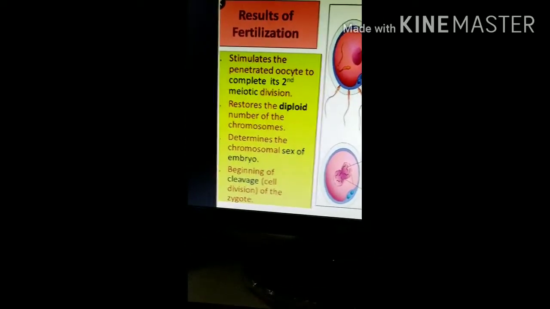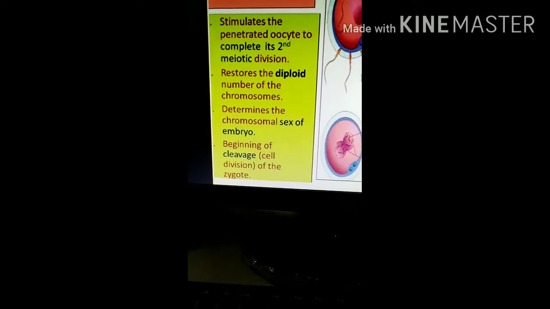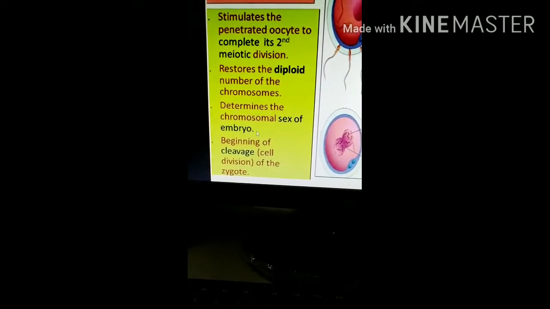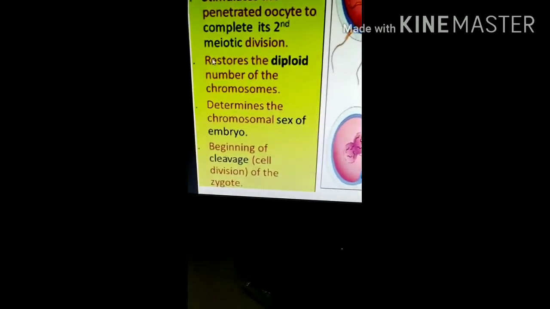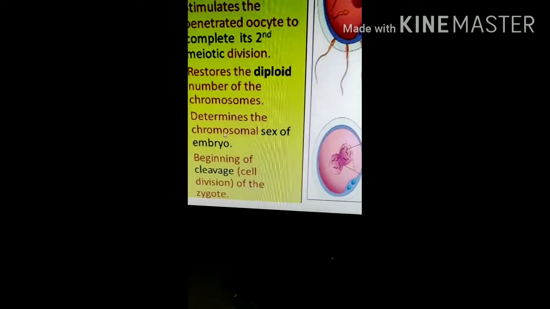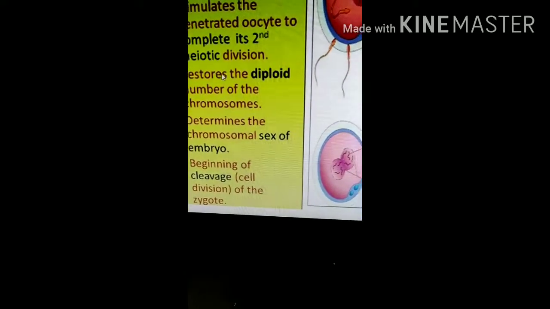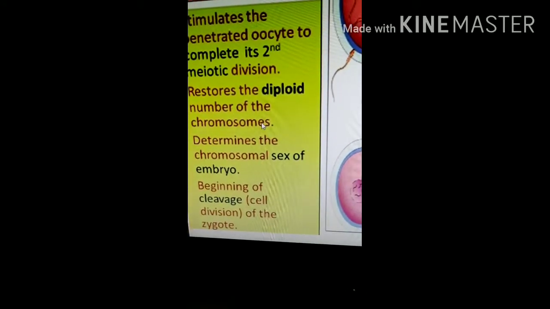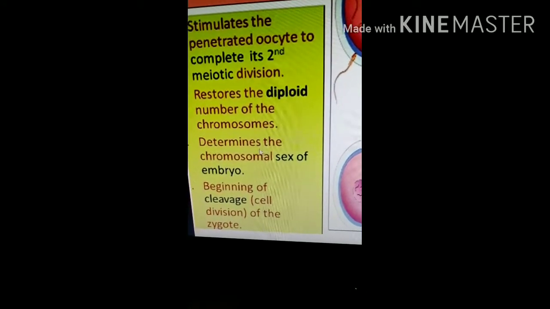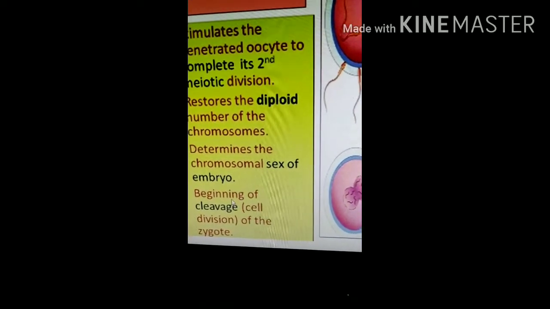After the 3 phases of fertilization are complete, what are the results? The results of fertilization are three. First is restore, second is determine, third is beginning. Restore the diploid number of chromosomes. And determine the chromosomal sex of the embryo, and last is the beginning.